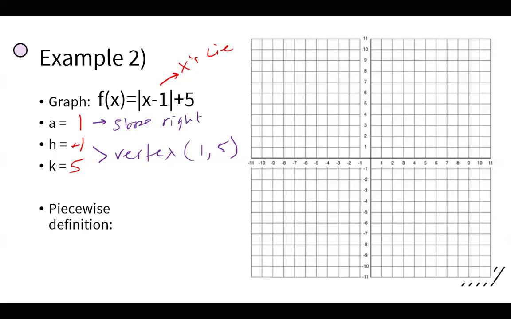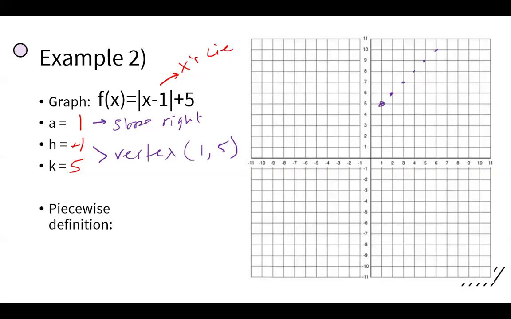Okay, so I'm going to go to 1, 5. So we go to 1, we're going to go up to 5. And on the right side of 1, our slope is 1, which means we're going to rise 1, run 1, right? Rise over run, rise, run, rise, run, rise, run, rise, run. Does that make sense? Okay.